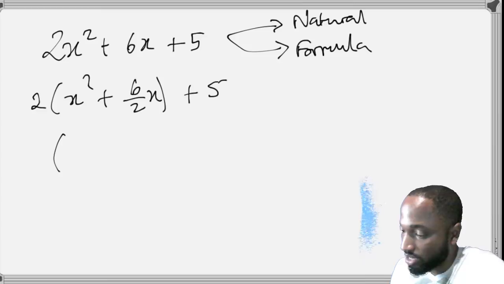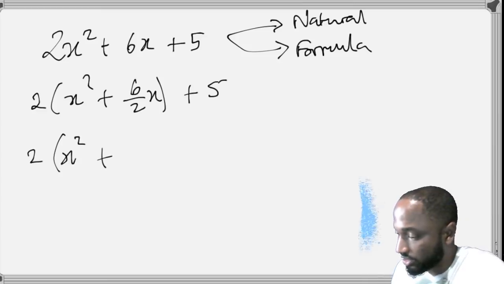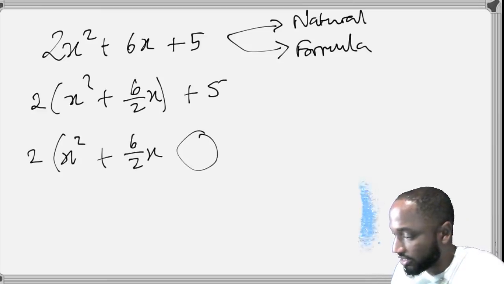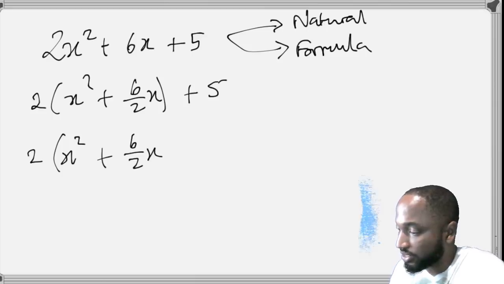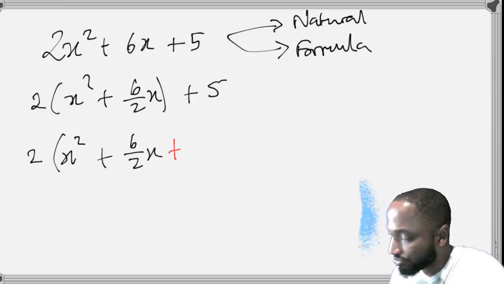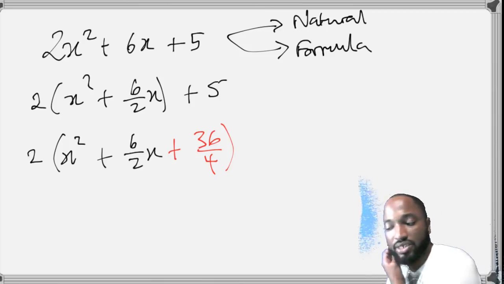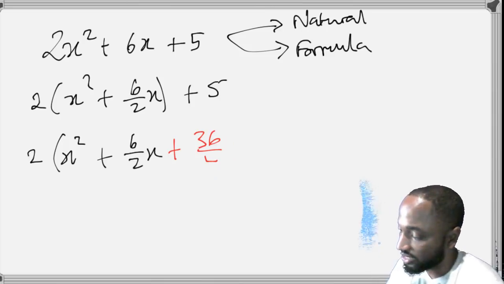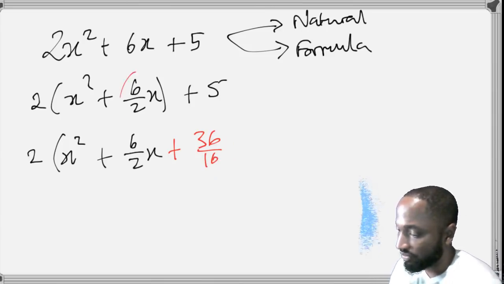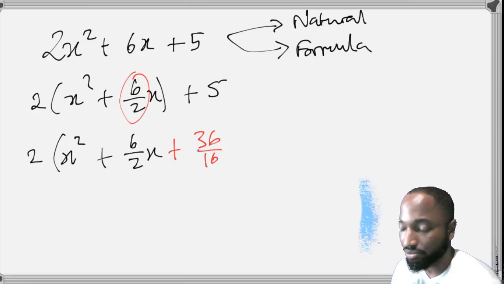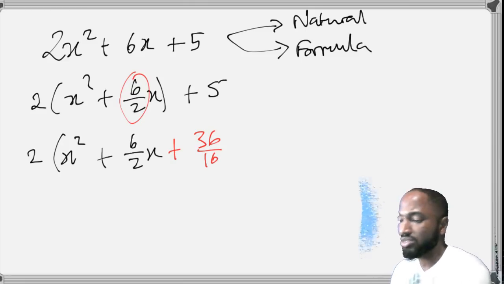Okay, so I have 2x squared plus 6 over 2 x, and I'm putting in a number there. The number I'm going to put in there is half of this number, squared. That's the rule, and I explained this in depth already. So that's going to be 36 over 4, because, well, actually 36 over 16. Half of this is 6 over 4.